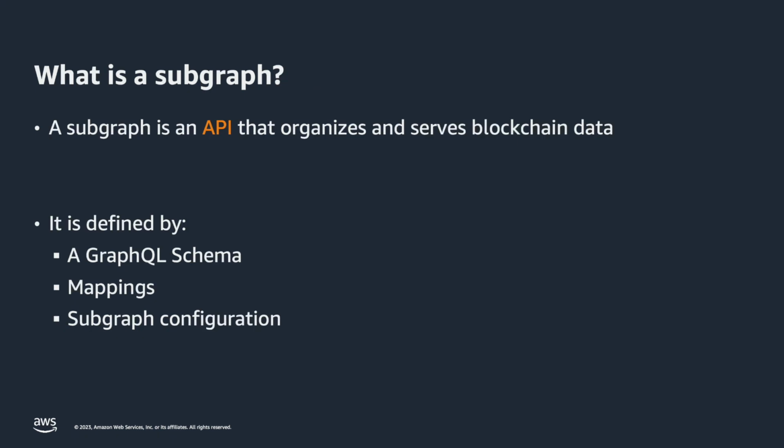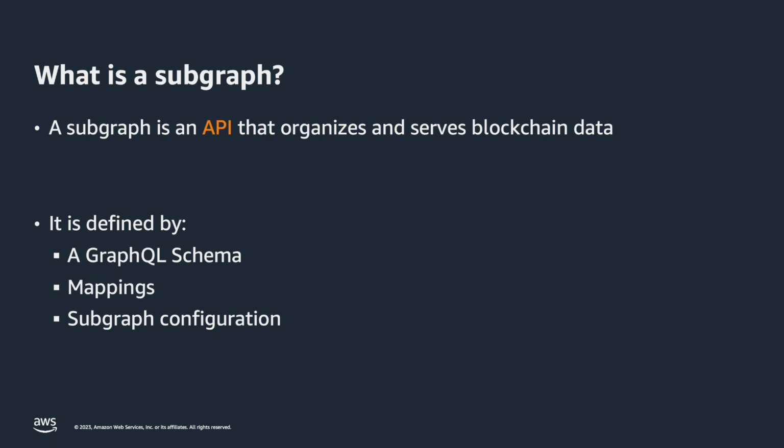Subgraphs can be thought of as an API endpoint that allows developers the ability to retrieve and display data in a way that makes sense for their application. Subgraph definitions specify what smart contract to index, as well as the specific events to track. The mapping is used to persist the data into the database. To fully define a subgraph, you specify three parts.